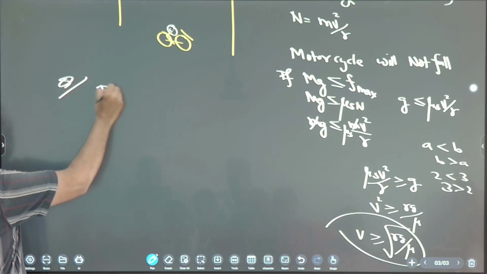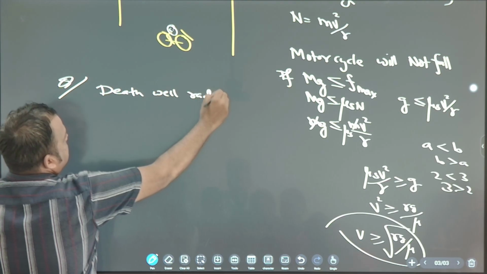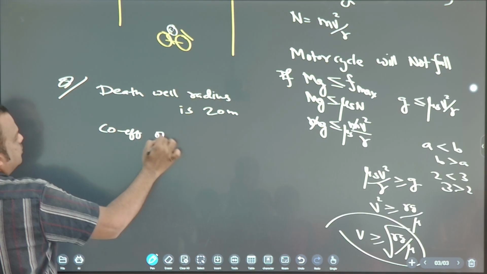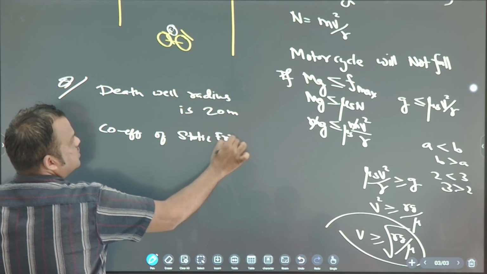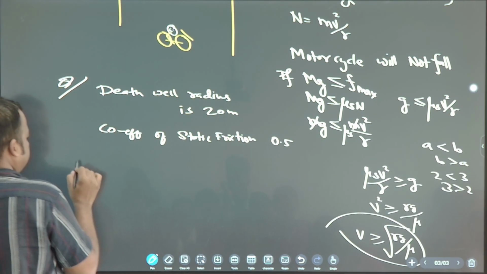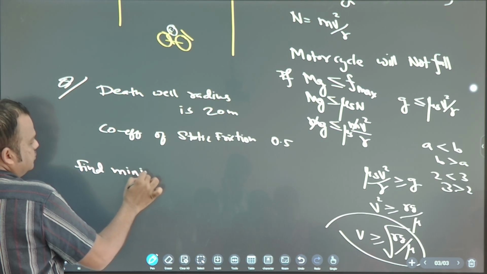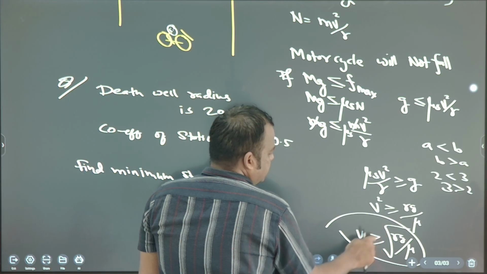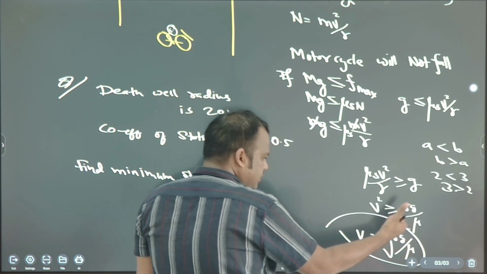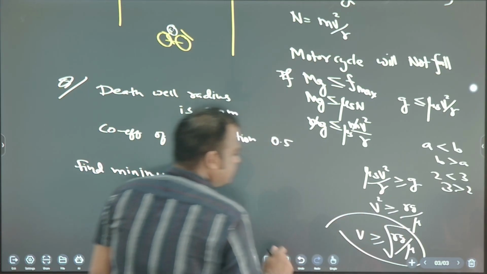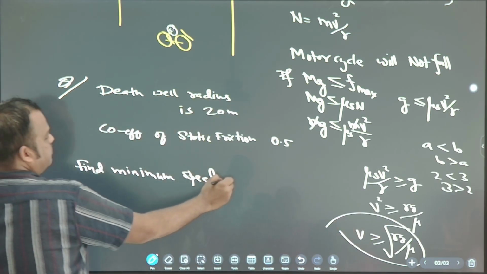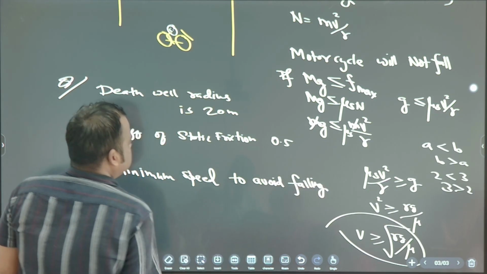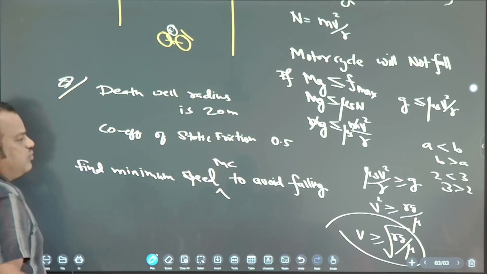One numerical I am giving. Death well radius is 20 meters, and the coefficient of static friction is 0.5. Find the minimum speed. Since v must be greater than or equal to this, the minimum is this. More than this is okay, but at least this much. Find the minimum speed of the motorcycle to avoid falling.